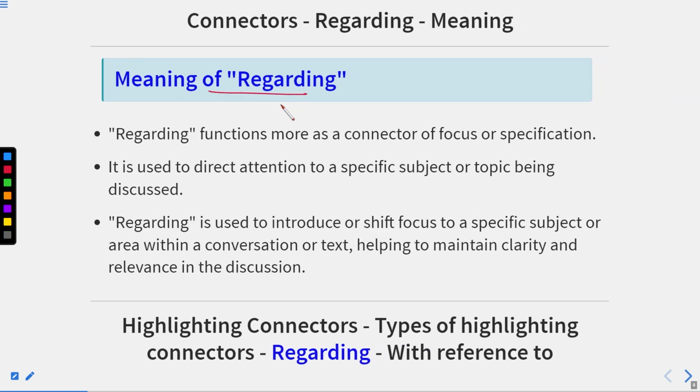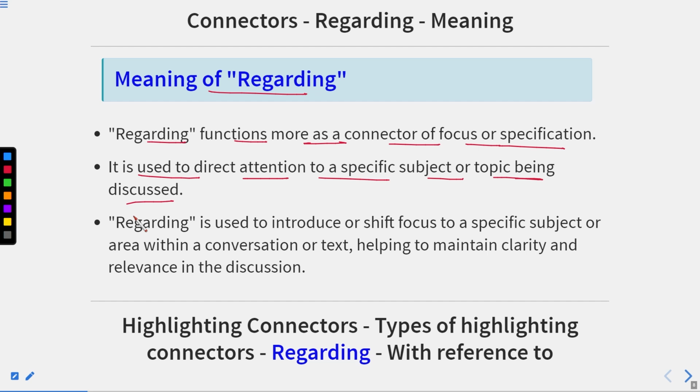Now, meaning of regarding. Regarding functions more as a connector of focus or a specification. It is used to direct attention to a specific subject or topic being discussed. Now, whenever we use the word regarding first, for example, if I say regarding this project, it means that this project is to be discussed. It means we are going to discuss or elaborate about this project only.